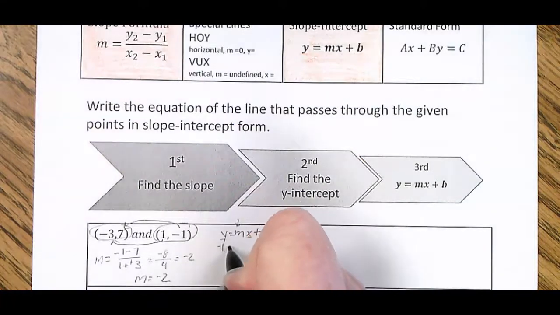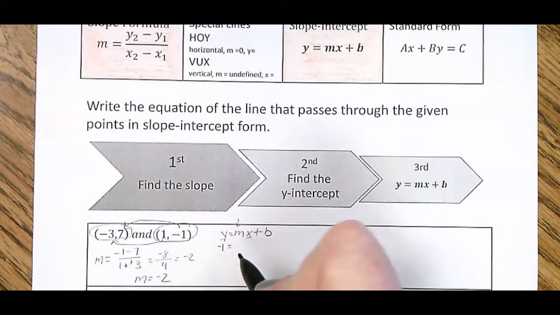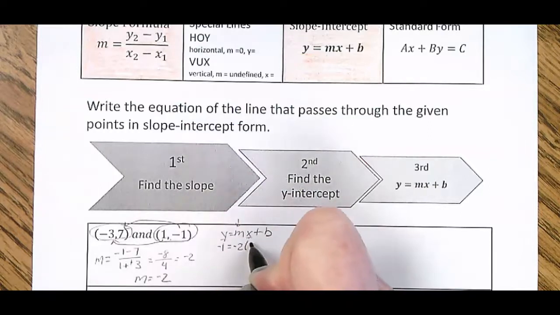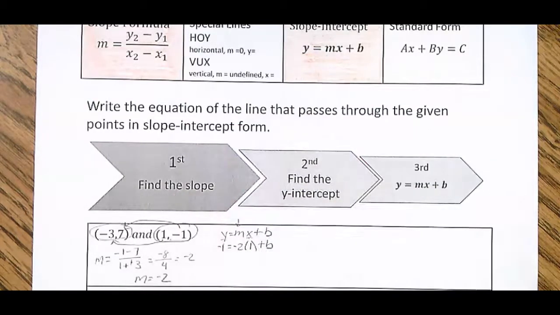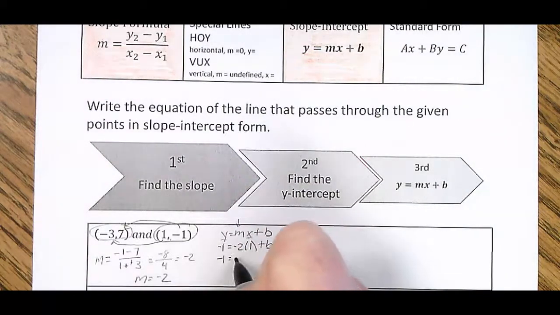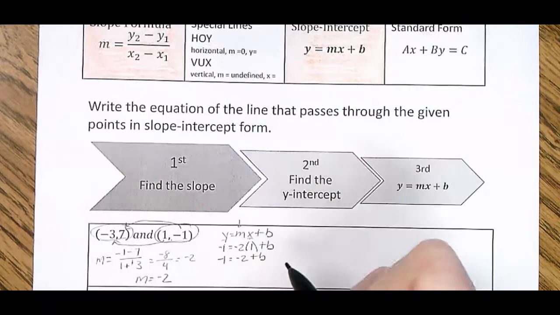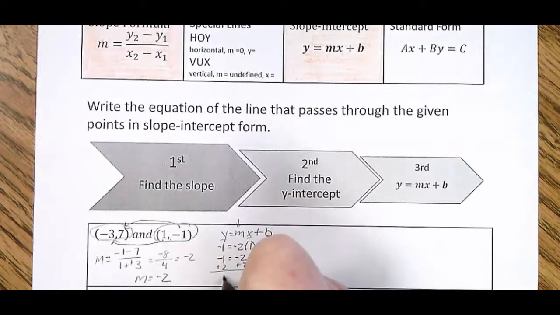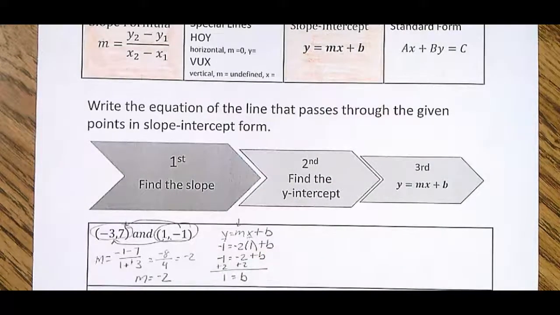negative 1 equals, the m is negative 2. We already found that. The x and m are being multiplied together. What's the x value of the coordinate I'm using? 1. And b is what I'm going to solve for. So negative 1 equals, well, negative 2 times 1 is negative 2 plus b. Now we're solving for b, so the negative 2 needs to move. It's a negative, I'm going to add it. And negative 1 plus 2 is 1. 1 equals b.